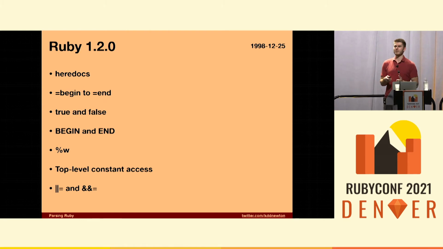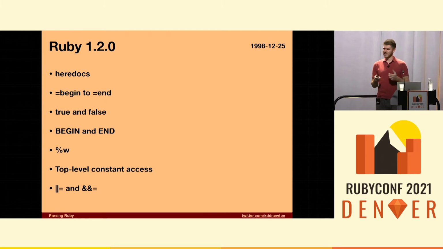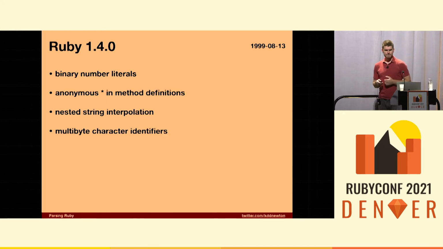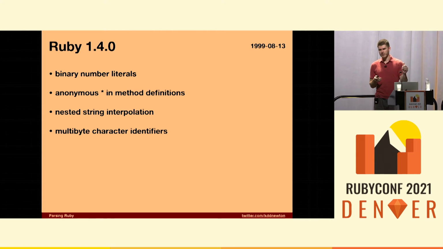The true and false keywords were added for the first time, which is kind of a funny thing to add to a language in Ruby 1.2. %w array literals, stuff like that. The next year, we get Ruby 1.4. We get binary number literals, a couple of other interesting things. Multi-byte character identifiers, again, with the multi-byte strings. This is something that Ruby was ahead of its time on.